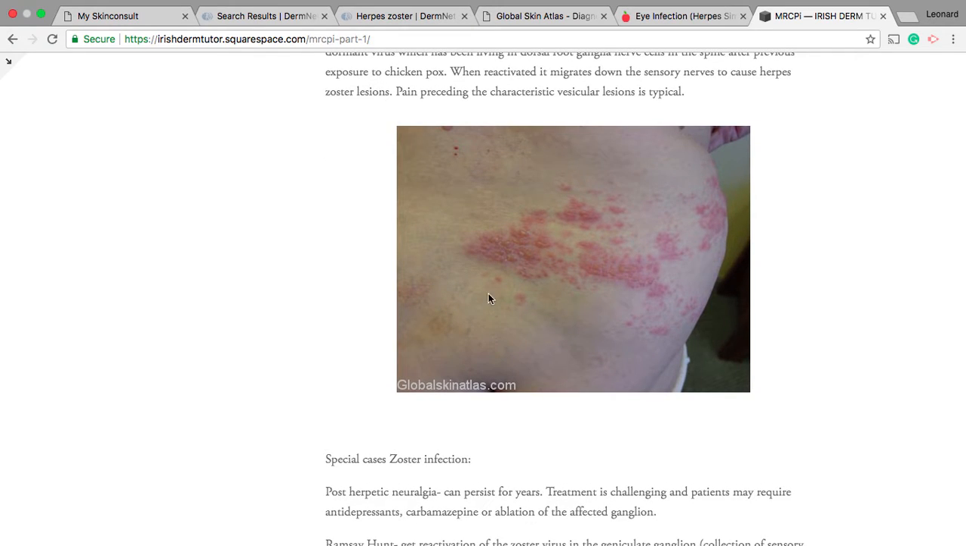So here's a classic rash that we see. You often get these vesicles or blisters, and it's often in a dermatomal region. So it's usually just one dermatome that is affected. However, it can affect multiple dermatomes, and it can be quite widespread, so you need to be aware of that. It also tends to not cross the midline, but again, it can on occasion.